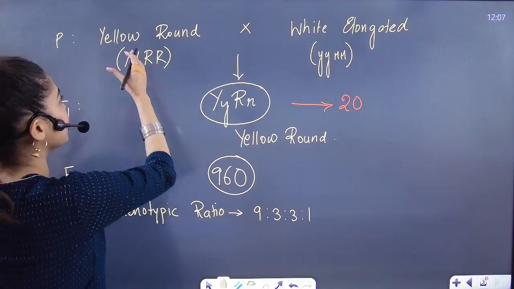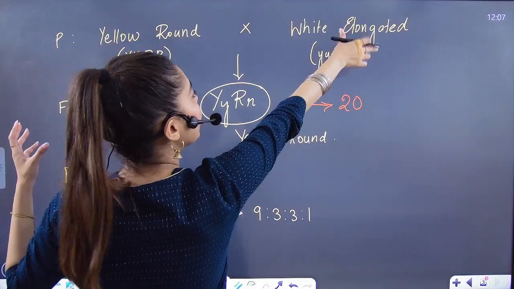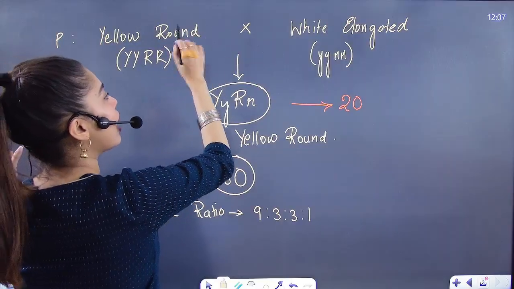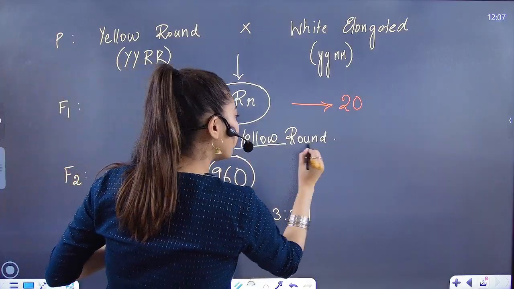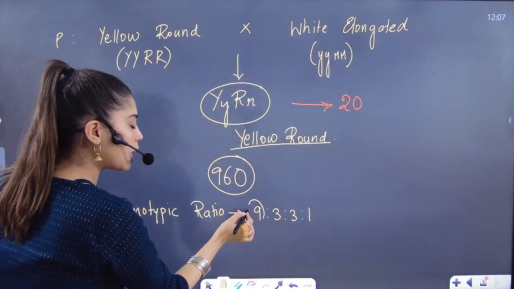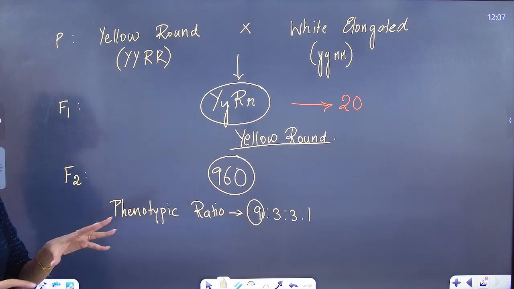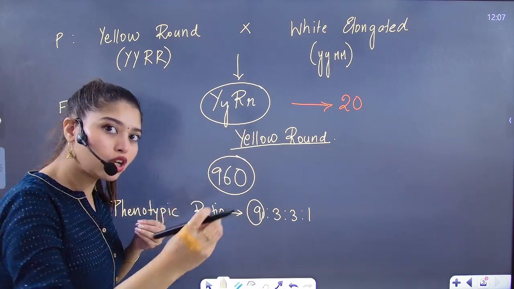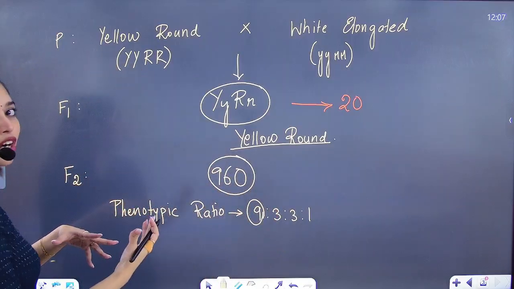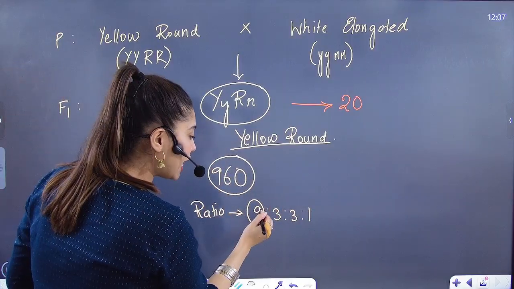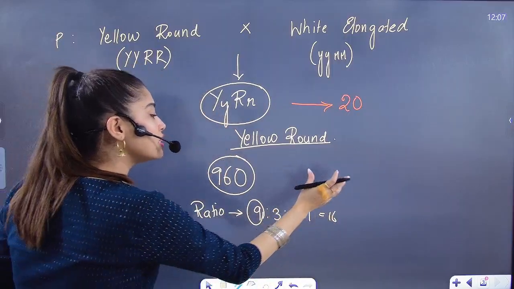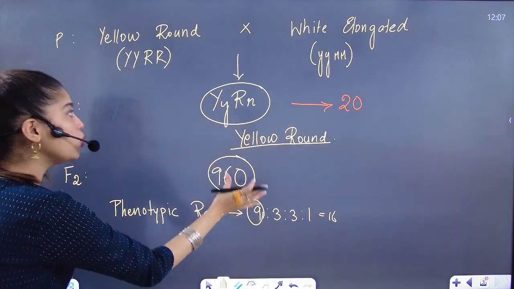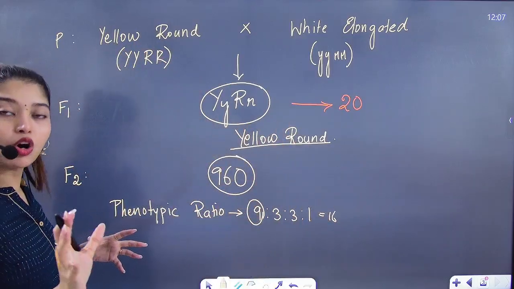Here, the recombinants would be yellow elongated and round white. The question asks to find out yellow round. From the phenotypic ratio, 9 of them were yellow round. The total offspring in the F2 generation, according to Mendel, was 16, since 9 plus 3 plus 3 plus 1 is equal to 16. So out of 16 offspring, 9 were round and yellow.